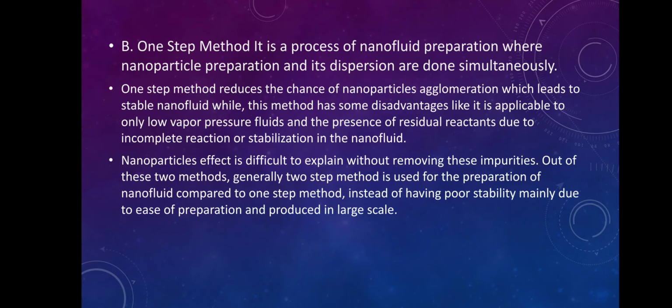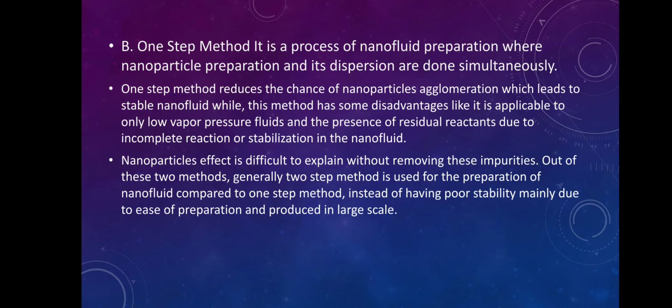Next, the one-step method. It is a process of nanofluid preparation where nanoparticle preparation and its dispersion are done simultaneously. The one-step method reduces the chance of nanoparticle agglomeration, which leads to a stable nanofluid, while this method has some disadvantages: it is applicable only to low vapor pressure fluids, and there is the presence of residual reactants due to incomplete reaction or stabilization in the nanofluid. The nanoparticle effect is difficult to explain without removing these impurities.